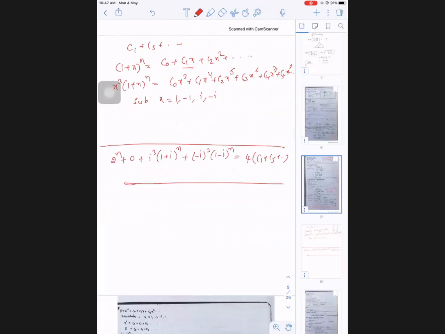Why is that sum 0? What is the reason? The sum of the nth roots of unity is 0. So if you assume 1, omega, omega square up to omega power n minus 1 are the nth roots of unity, then the sum of the p-th powers is 0 if p is not a multiple of n. If p is not a multiple of n, this sum is always 0 by this property.